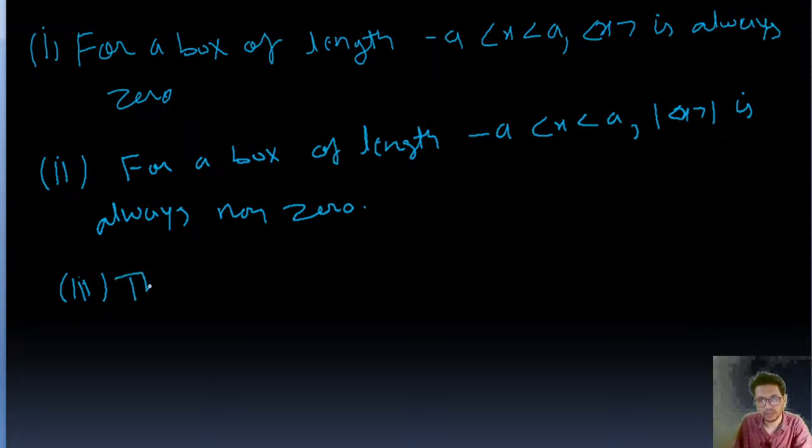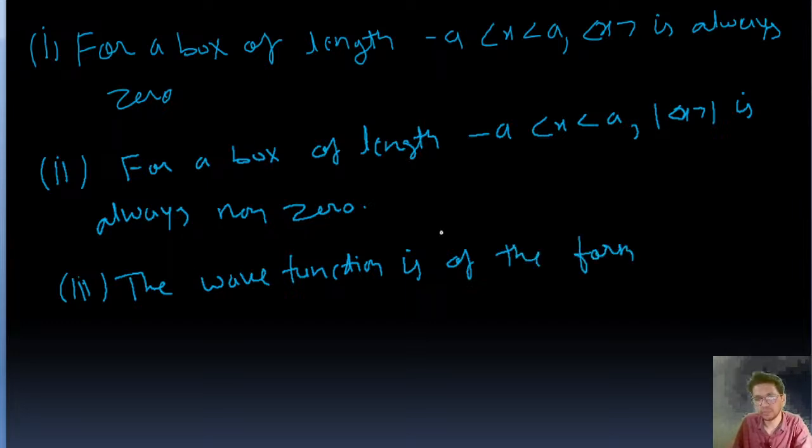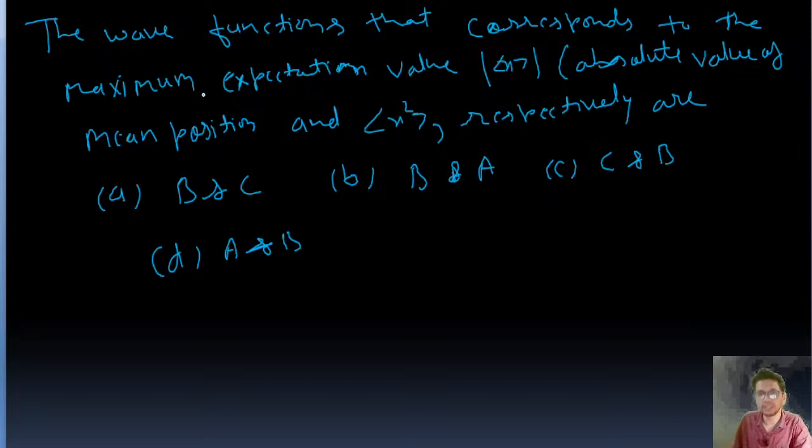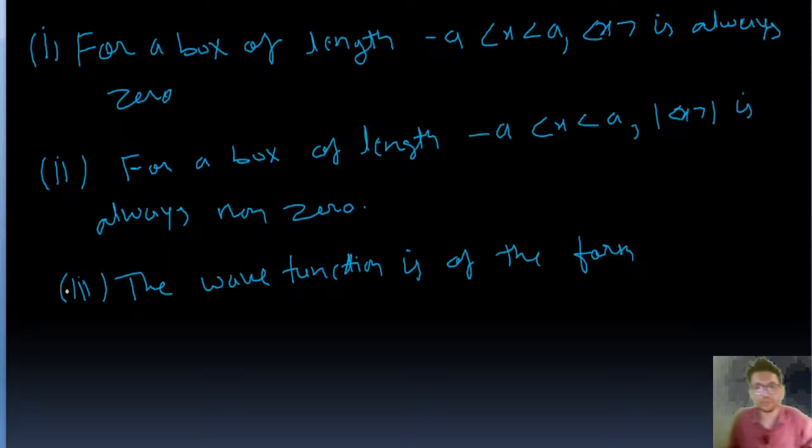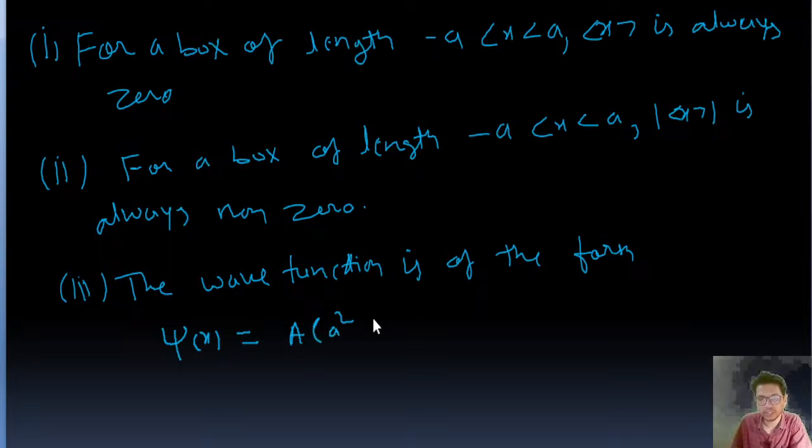And third, the wave function. We have been given the wave function. For this, because it is a particle in a 1D box, the wave function is of the form psi x equal to a square minus x square. So the wave function is in this form, guys.